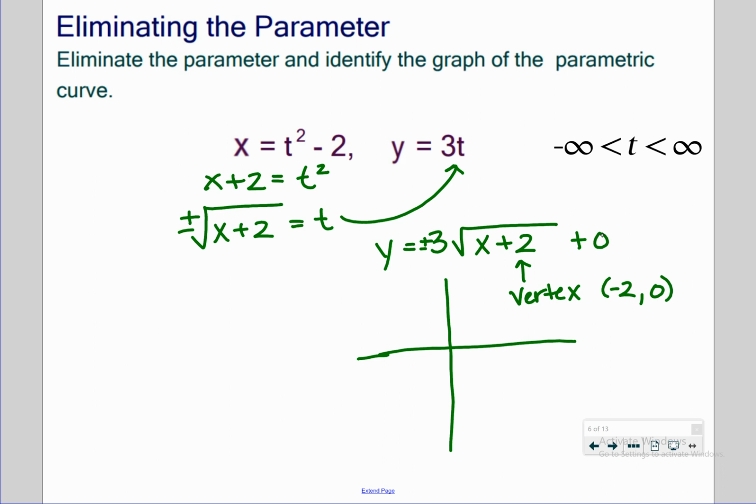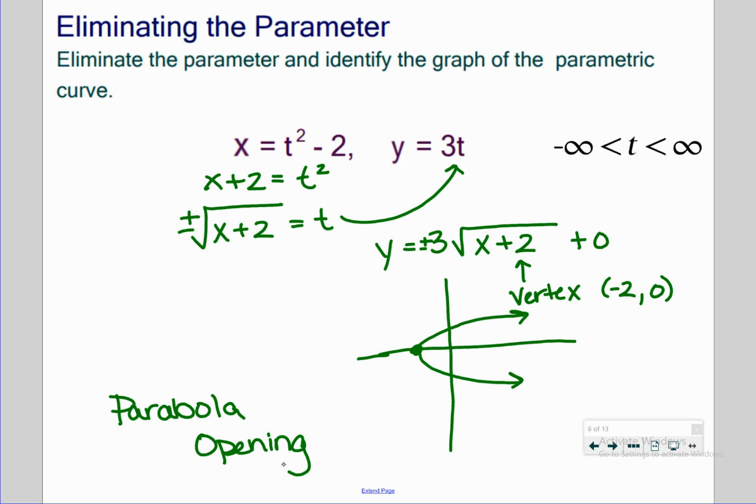So at negative 2, 0, I'm going to start, and then because of the plus or minus, we're going to have a curve going up, and we're going to have a curve going down. And that's it. So what is this a picture of? What do we have? Parabola? Which way is it opening? We haven't seen a lot of these in this class. It's not up or down, right? It's open to the right.